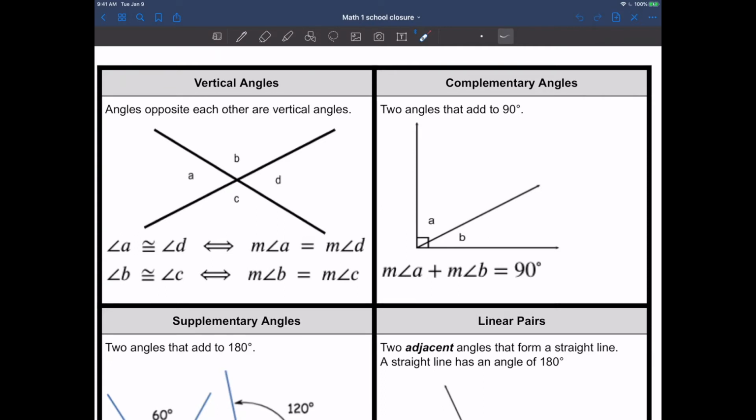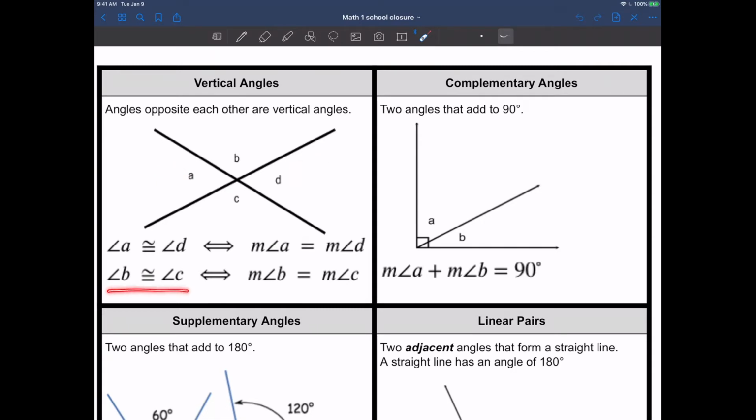Vertical angles are angles that are opposite each other. So angle A and angle D are vertical angles. Angle B and angle C are vertical angles. Their importance is the following. Angle A and angle D are congruent. That means that their measurements are equal. So if this was 30 degrees, then this is 30 degrees.